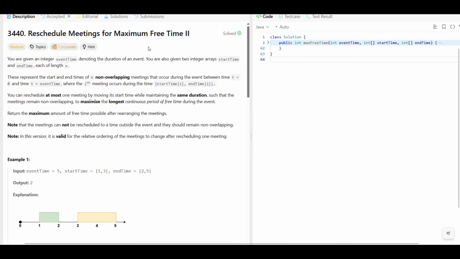Hey folks, welcome back. So today we are solving a very interesting interval based problem from Leetcode, the reschedule meeting for maximum free time. And this is the second version of this problem.